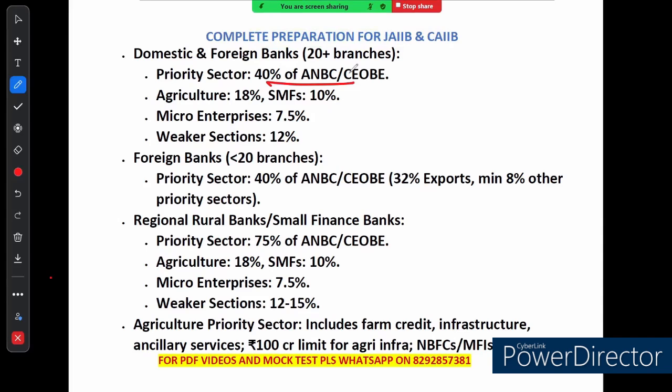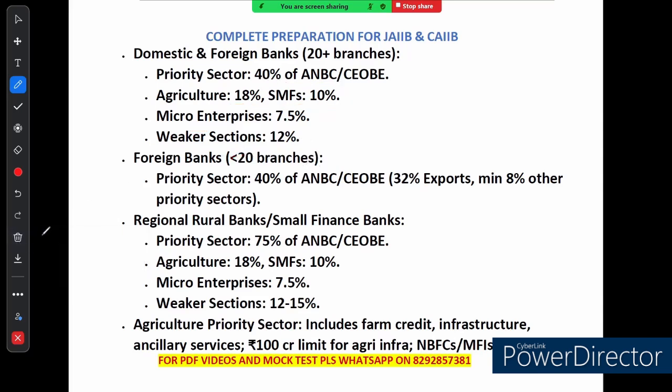Like you can see, agriculture. Agriculture means 18% of the loan should go to the farmers, and from this 10% must go to small and marginal farmers. For micro enterprises, that means small businesses, they should get 7.5% of the loan. And for the weaker section, 12% of the loan should support them. These are the poorer people.